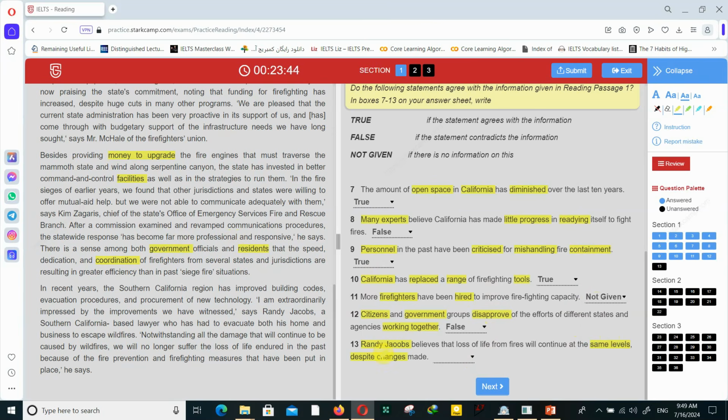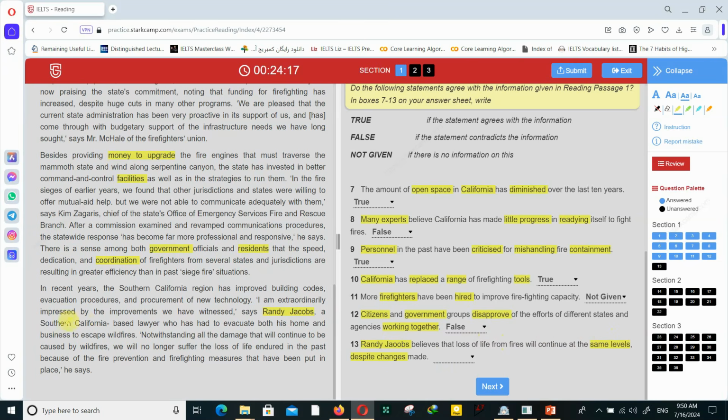So now the last question. Randy, just find Randy Jacobs. This is a name that you should be looking for here. So just the previous sentence, because this is a statement from this guy. I am extraordinarily impressed by the improvements we have witnessed, says Randy Jacobs. The question is about loss of life from fires will continue at the same levels despite changes made.